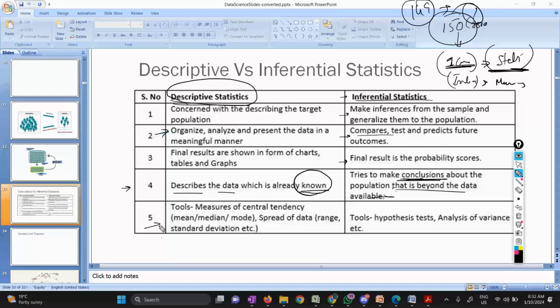Now, the final one: tools, methods and measures. Measuring central tendency: mean, median, mode, spread of data, range, standard deviation, etc. So what are the tools we use to measure the sample data and to know exactly what the people think? Here, the tools we are using are hypothesis tests, analysis of variance.